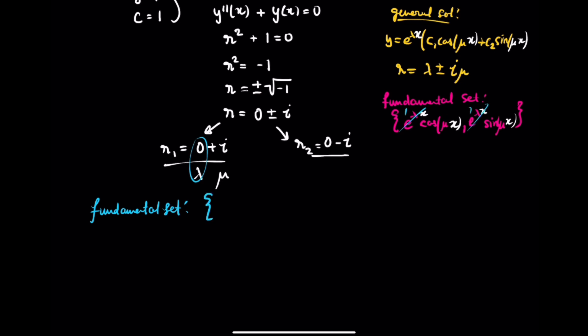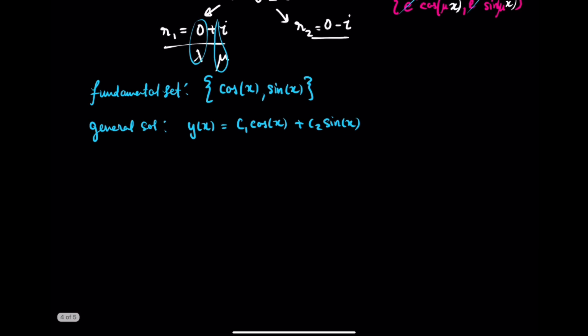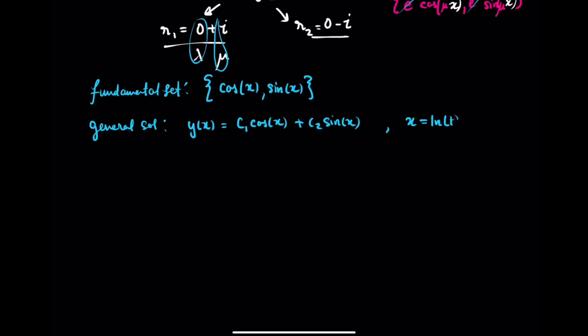So then your fundamental set is cosine mu x, sine mu x. Mu in this case is 1, right? So this is cosine x, sine x. And then therefore your general solution in terms of x is y(x) equals c1 cosine x plus c2 sine x. And so that is your y(x), but now we need to substitute with x equals ln t. So therefore y(t) is equivalent to c1 cosine ln t plus c2 sine ln t. And that is your general solution expressed in terms of t.